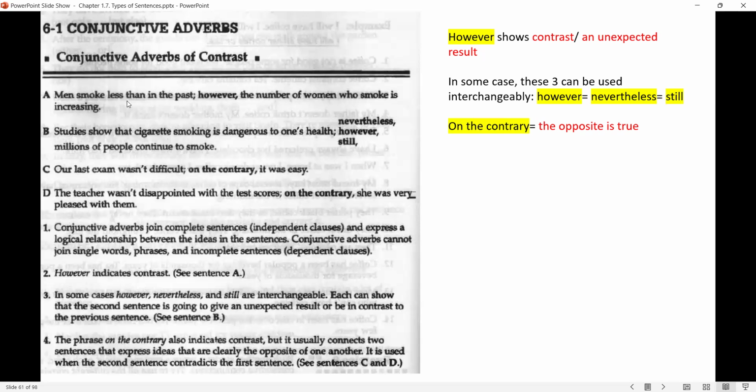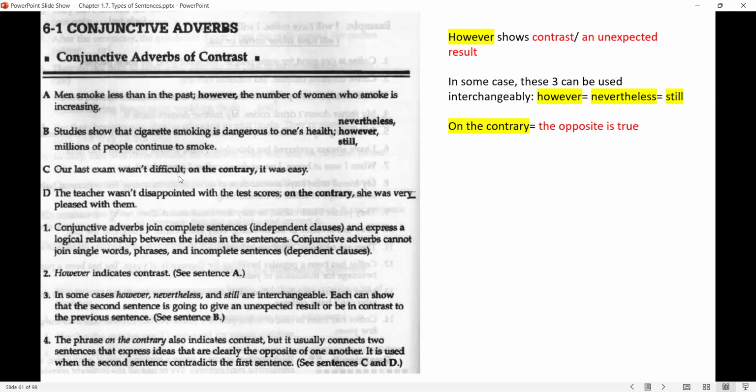Example A, men smoke less than in the past. However, the number of women who smoke is increasing. Studies show that cigarette smoking is dangerous to one's health. Nevertheless, millions of people continue to smoke. Or, studies show that cigarette smoking is dangerous to one's health. However, millions of people continue to smoke. Or, studies show that cigarette smoking is dangerous to one's health. Still, millions of people continue to smoke. As you see, we can use these three interchangeably.